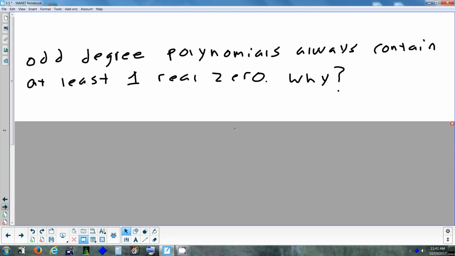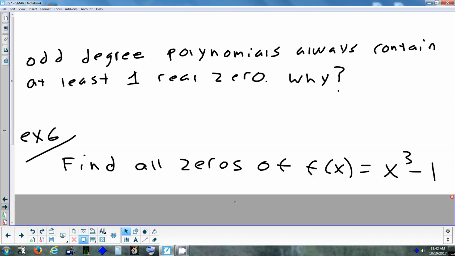Okay, how come an odd degree polynomial will always have at least one real root? No matter what, always. One side goes down, one side goes up. Right. Odd polynomials, one side goes down forever, one side goes up forever, and it's connected. If you go up forever and down forever, you're going to go through the x-axis sometime. You have to. So we've kind of already mentioned that.